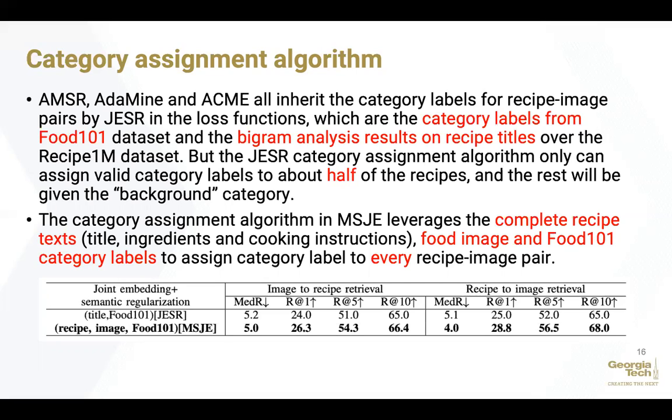NSJE improves the category assignment algorithm by additionally considering the recipe ingredients, instructions, and food image features to do the category assignment. Every recipe-image pair can get a reasonable category label in NSJE's category assignment algorithm. The table below shows the results of comparing these two different category assignment algorithms on the 1,000 test set based on the JE baseline. The results show the performance improvement that can be yielded by using the category assignment algorithm in NSJE.